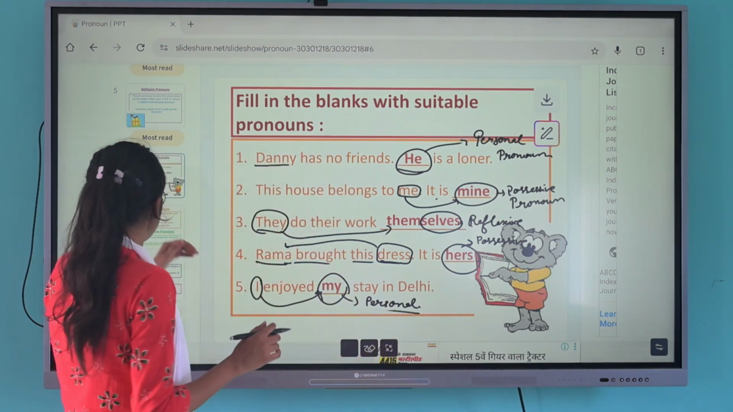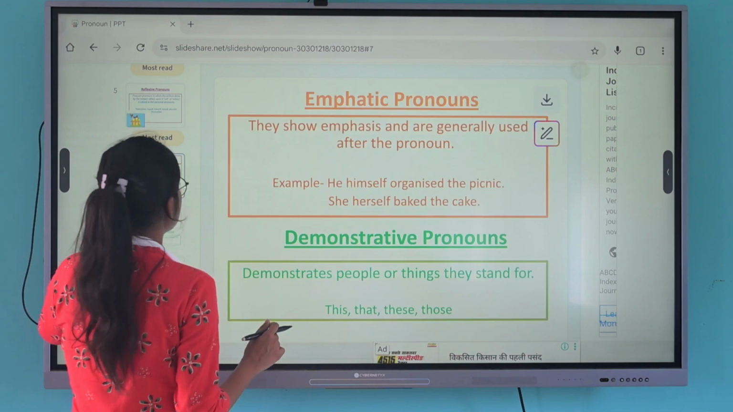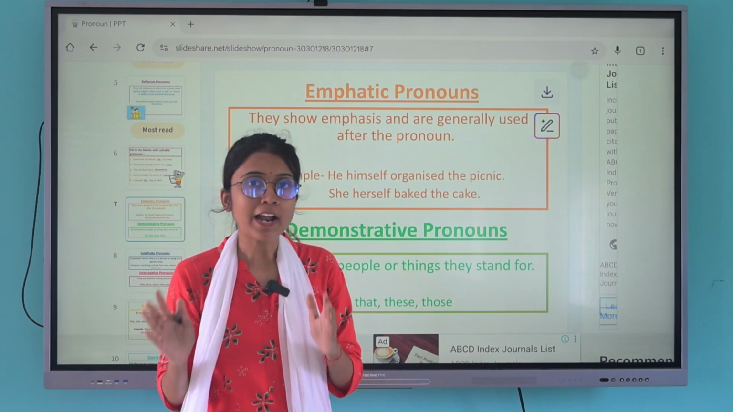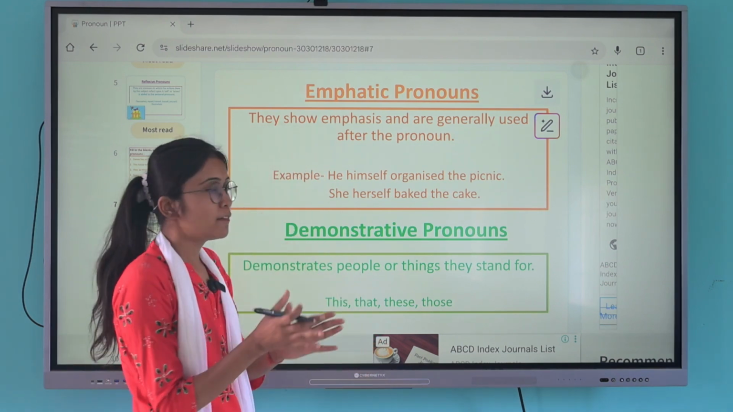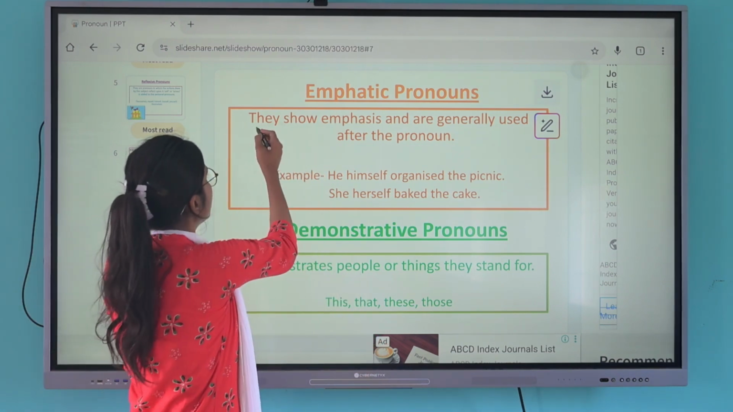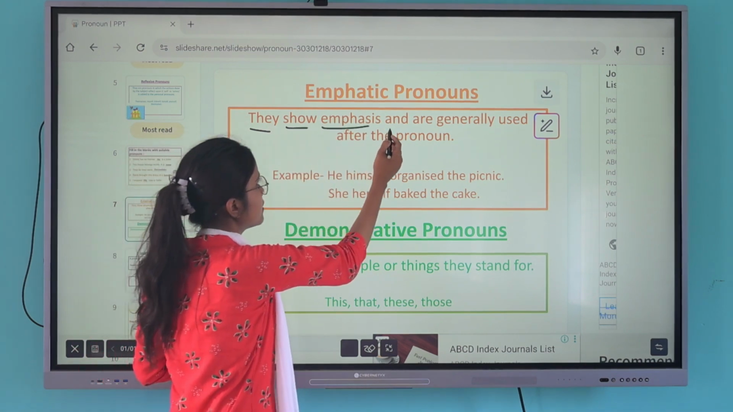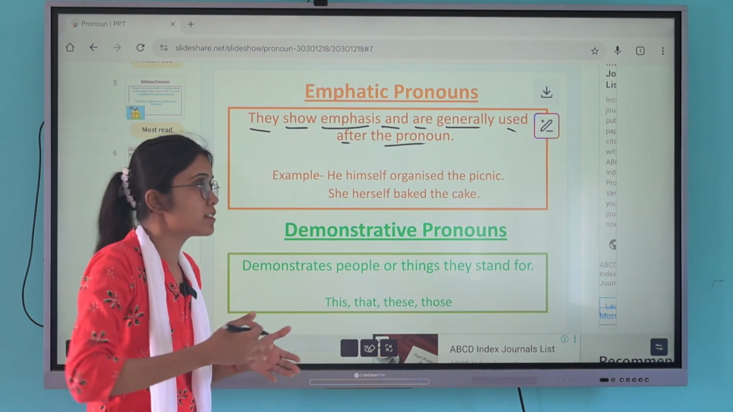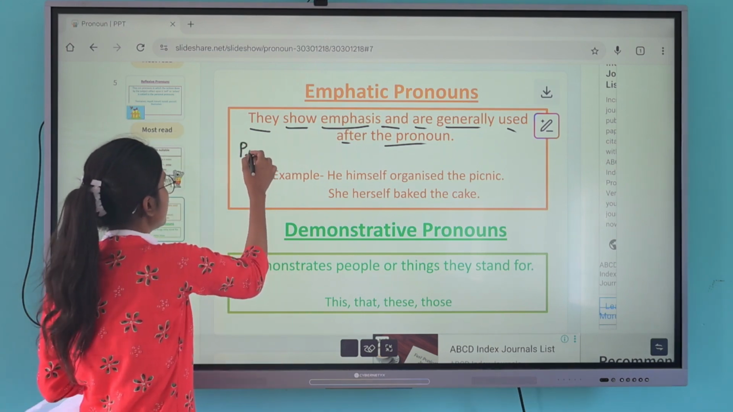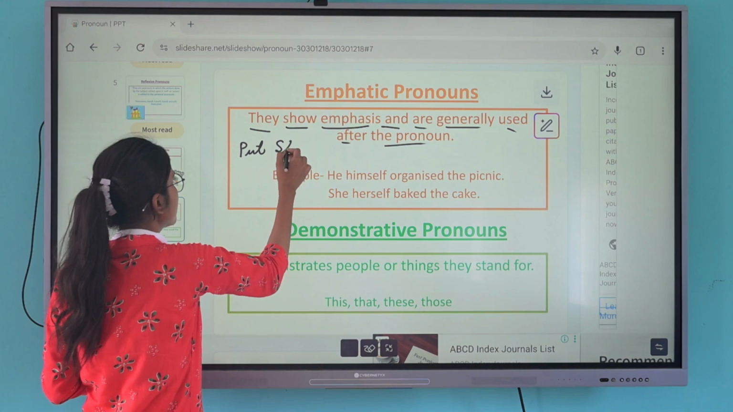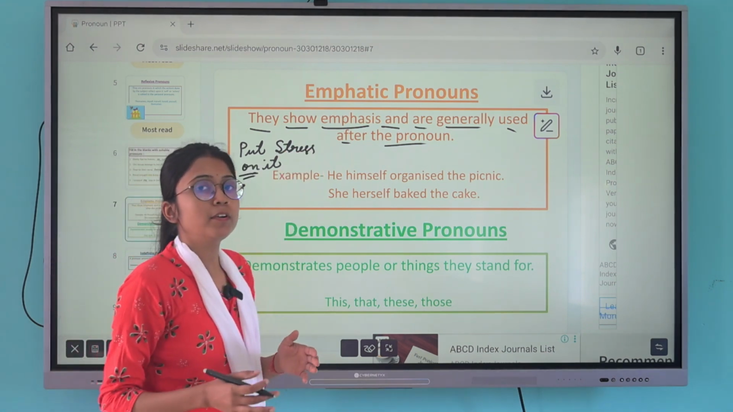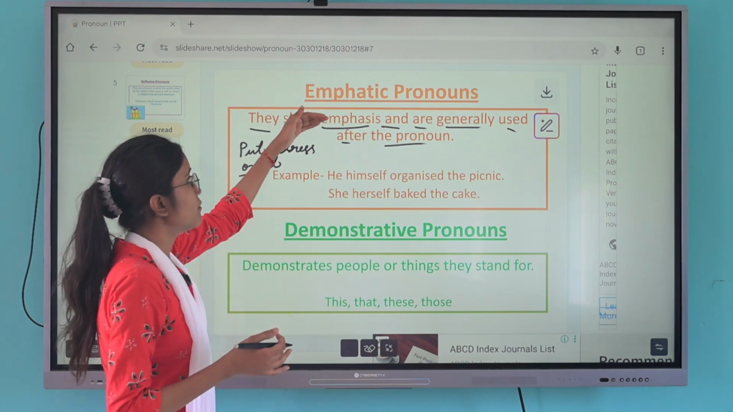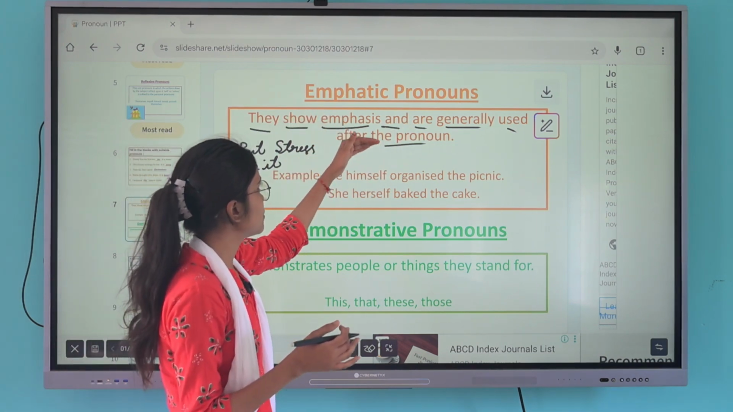I hope you understood, everyone. Let's move towards another type of pronoun. The next is emphatic pronouns. So what is an emphatic pronoun? They show emphasis and are generally used after the pronoun. It means it puts stress on it.